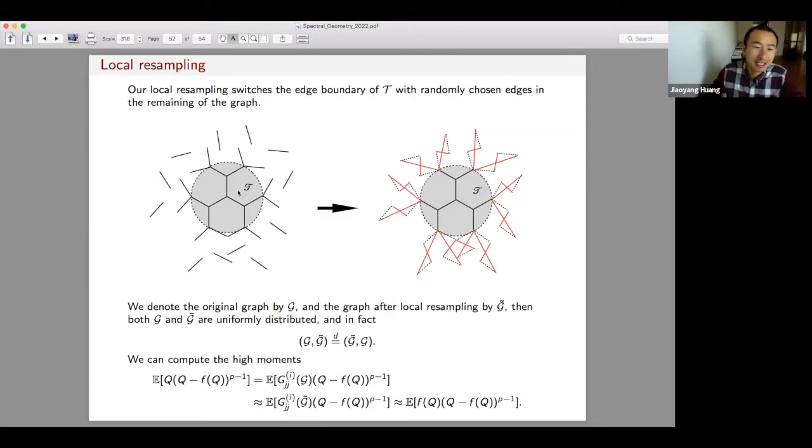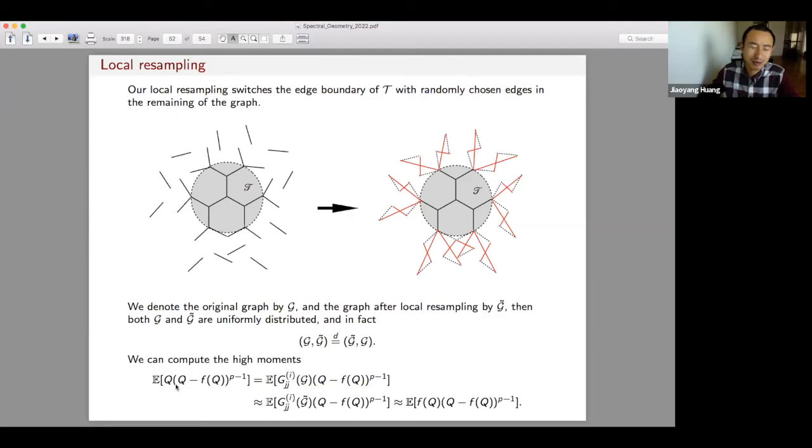So here, if we integrate out the randomness from randomly picking those edges in this local resampling, then it turns out this quantity, the Green's function at the center, if you integrate out the randomness from this simple switching procedure, you will get this FQ. That's how we get back to the equation. If we move this to the left-hand side, then we get that the expectation of Q minus FQ to the P is small.